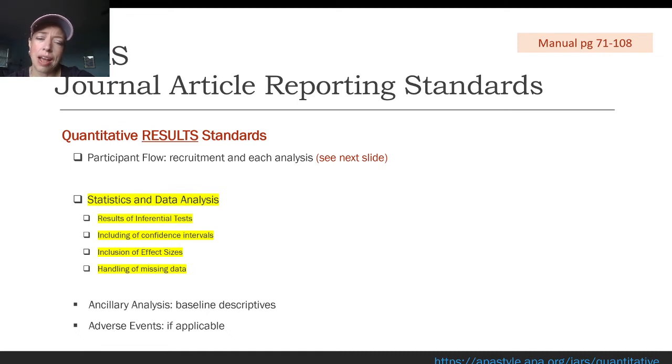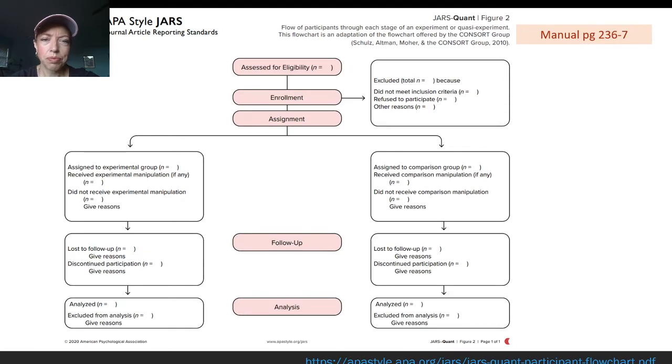Sometimes after baseline descriptives we have other information in the results, things like adverse events or things that were surprising. So here's an example of a flowchart of participants. This one is for a quasi-experiment.